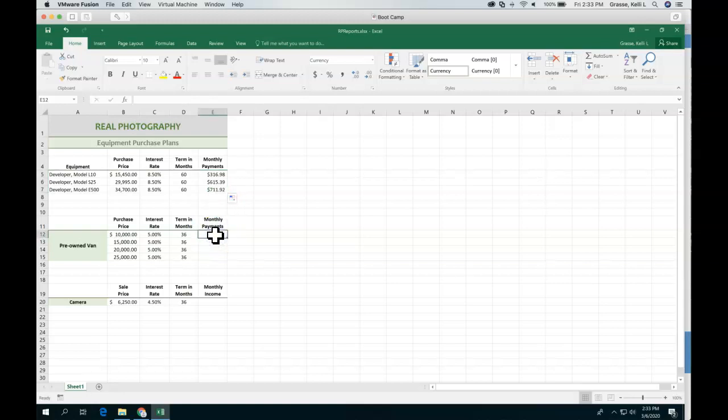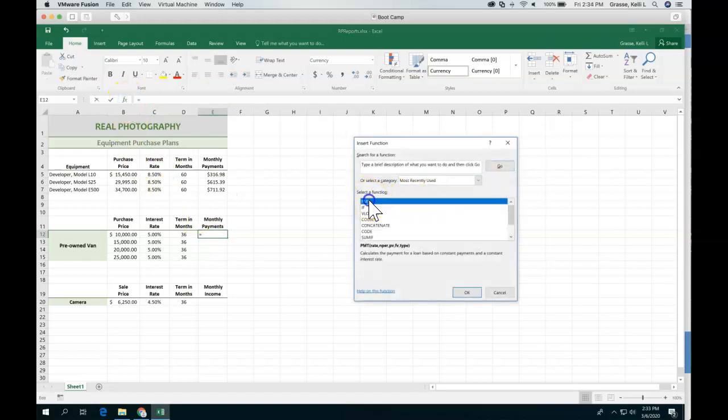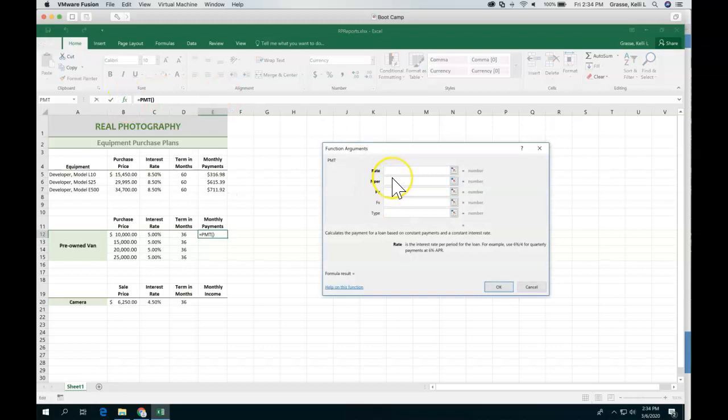Let's look at another example. Here we have a pre-owned van that we might be interested in purchasing. So again, we're going to go to the FX button here. We're going to choose the PMT function. The rate, again, is going to be the interest rate, in this case 5%. And we're going to divide that by 12 because it's a monthly payment. The terms, the number of payments for the loan, is going to be 36. So again, that's figured for us in terms of months, not years. So again, we can just put in that number.